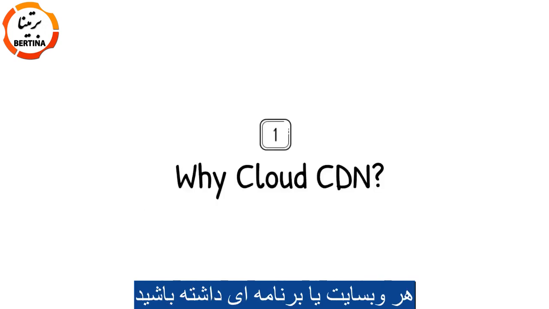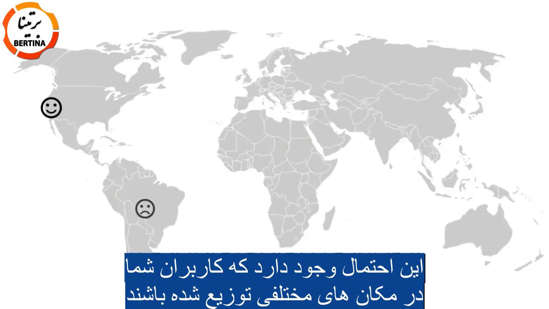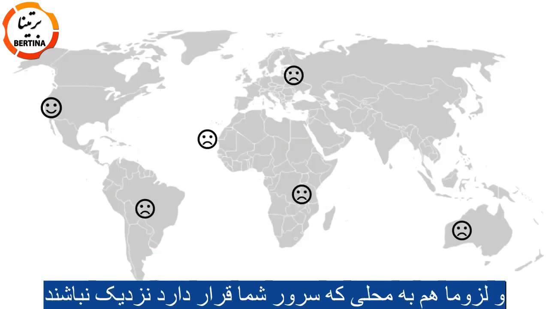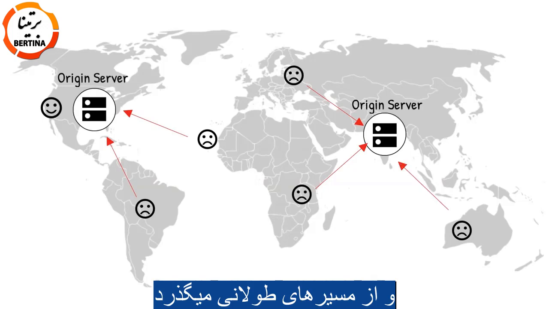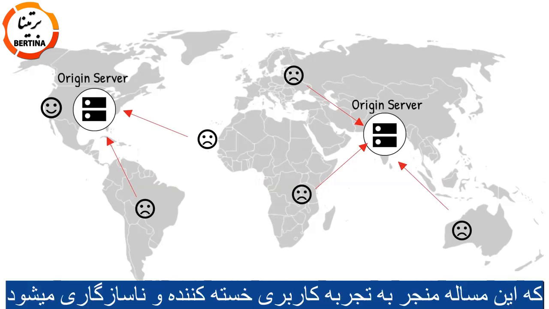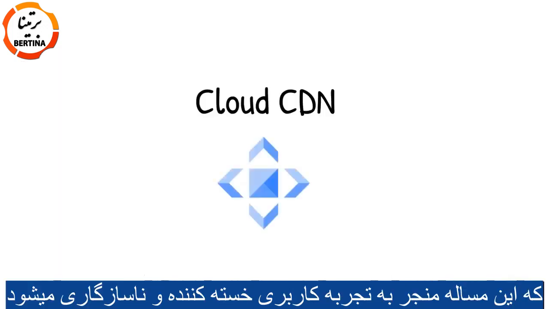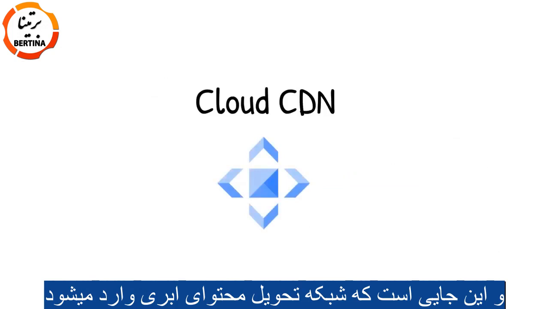Whatever your app or website is, chances are that your users are distributed across different locations and are not necessarily close to where your servers are. This means the requests travel across the public internet through long distances, leading to inconsistent and frustrating user experience. That's where Cloud CDN comes in.